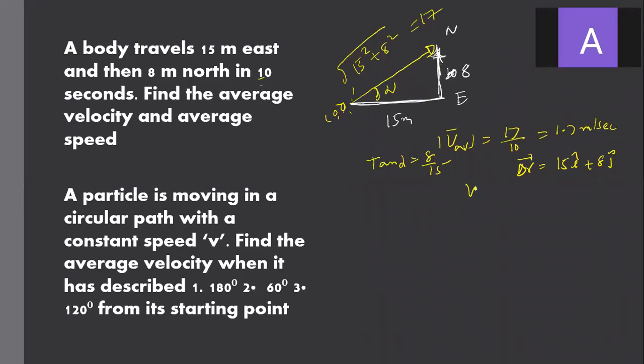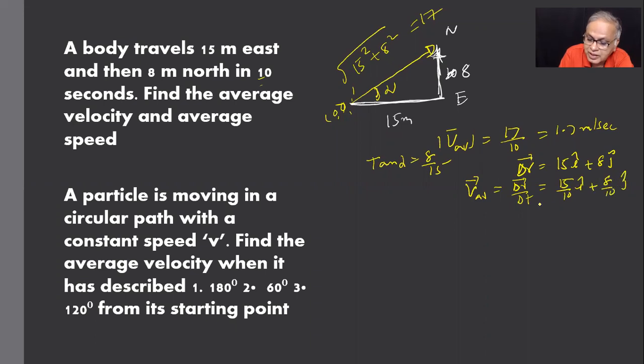V average as a vector is delta R by delta T. That is 15 by 10 I cap plus 8 by 10 J cap, which is 1.5 I cap plus 0.8 J cap. This is the vector way, directly in the algebra form. This is called the algebra form.